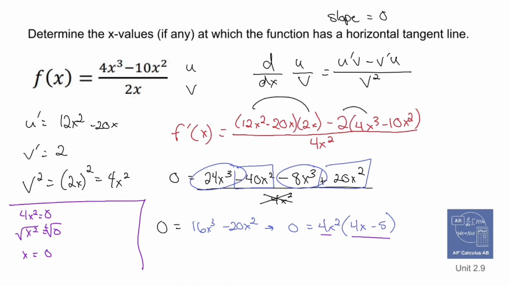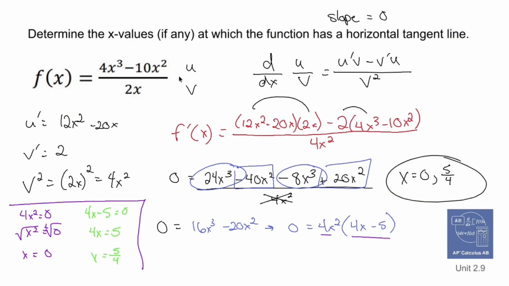Then over here, and we'll use green because we haven't done that yet, I have 4x minus 5 equals 0. Add 5, so 4x equals 5. Divide by 4, and x equals 5 over 4. So my two x values that give me horizontal tangent lines are going to be x equals 0 and 5 over 4. And it was the quotient rule that gave us that. Thank you, quotient rule. Thank you so much.